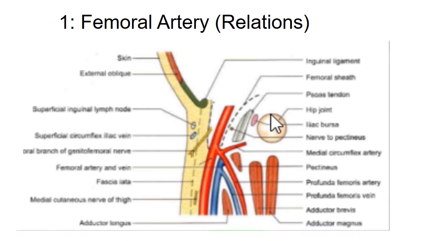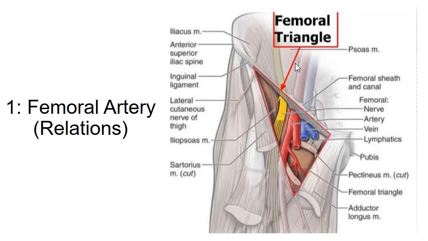Structures lying posterior to the femoral artery are psoas muscle, pectineus muscle, and adductor longus muscle. Posterior wall of femoral sheath intervenes between these structures and artery. This is an image of femoral triangle showing medial and lateral relations of the femoral artery. Structure lying medial to the femoral artery in this triangle is femoral vein.